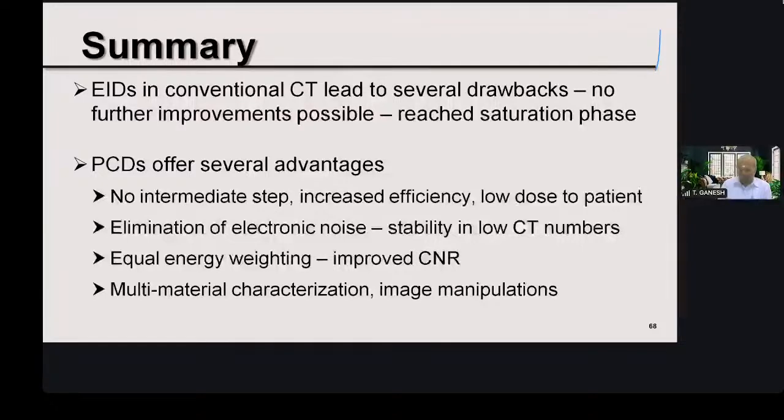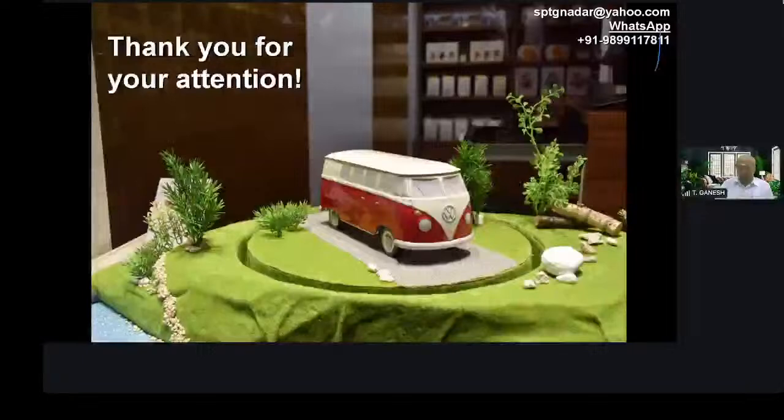Every photon has equal weightage, which means that we will be able to have improved contrast to noise ratio. And the most important thing is that we will be able to do multimaterial characterization. And with that, we'll be able to do a lot of image manipulations in order to see what we want to see. Thank you very much for your attention.